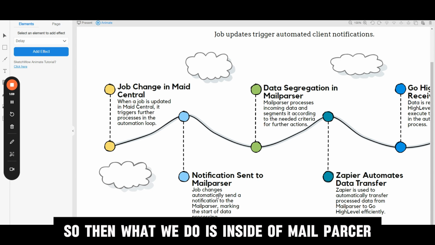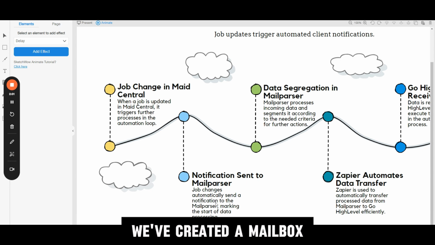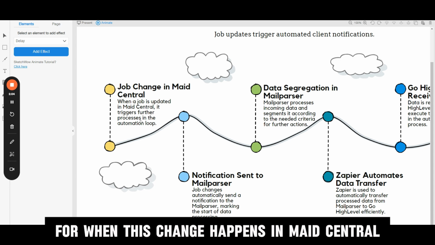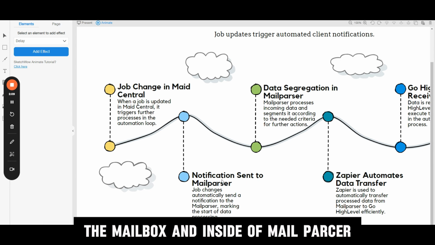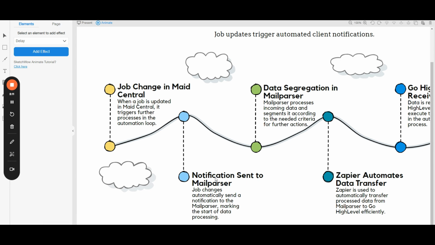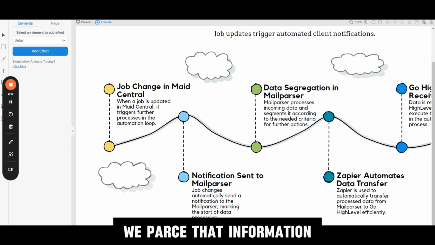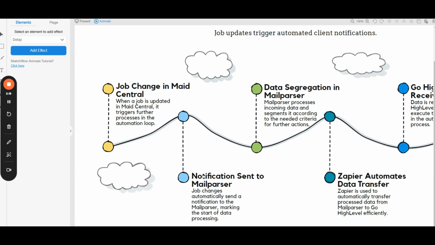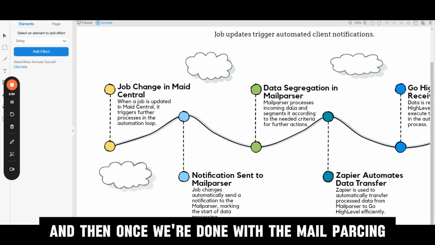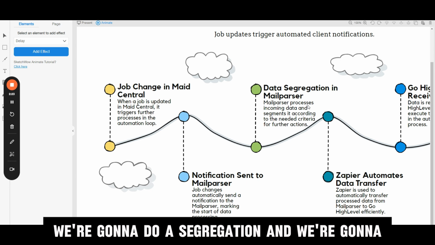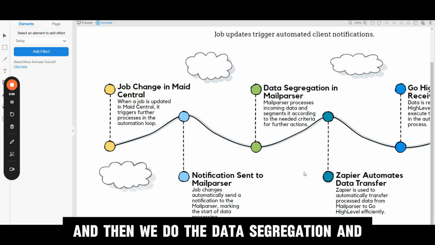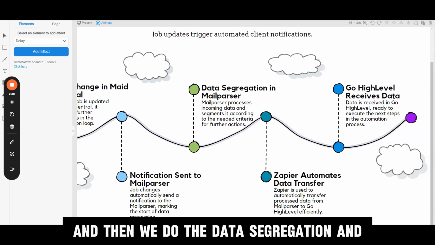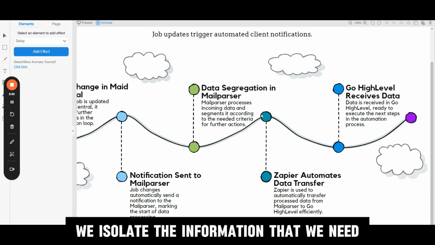Then inside of Mail Parser, we've created a mailbox for when this change happens in Maid Central. This data from Maid Central is pushed over to the mailbox, and inside of Mail Parser we parse that information so we can pull the data that we need. Once we're done with the mail parsing, we do a data segregation, and we isolate the information that we need.